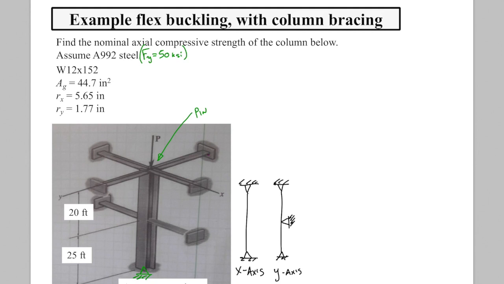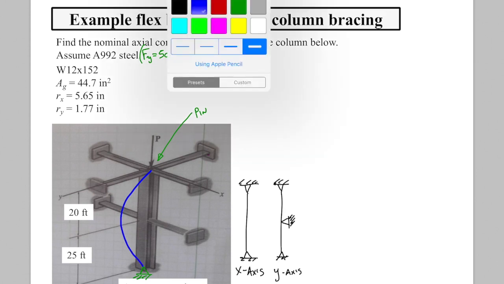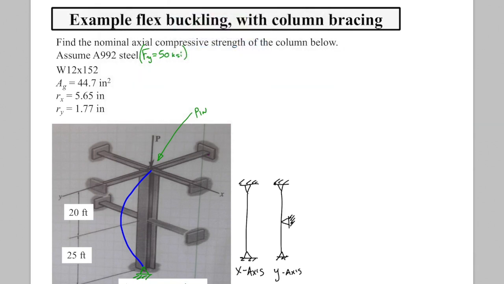If it were to buckle about the x-axis, I'm going to draw a hypothetical buckle about the x-axis like this. Let's see which color do I want to use. We'll call these braces yellow. These braces would go with it, so they would remain attached to the section.